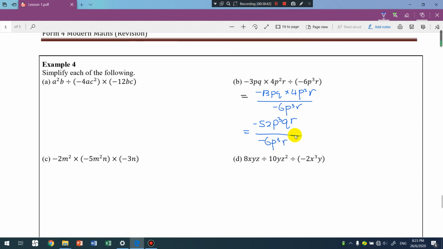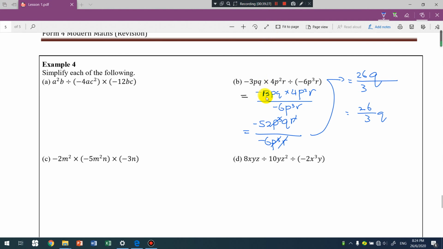Okay, let me double check again. Okay, now it's time to do the simplification. 52 divided by 6, you can just press a calculator. 52 divided by 6, you get 26 over 3, right? So 26 over 3. Now I have p to the power 3, I can actually cancel. No more p to the power 3. And I have r and r, I also can cancel these two. And finally, I only left q. You can give your answer in this form or this. These both are correct.